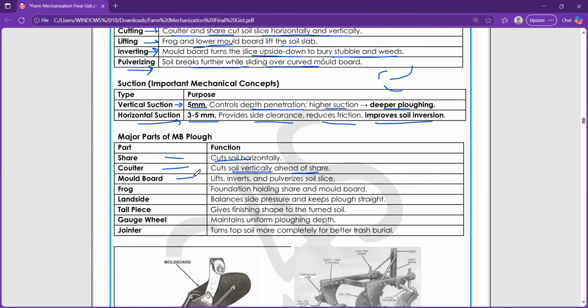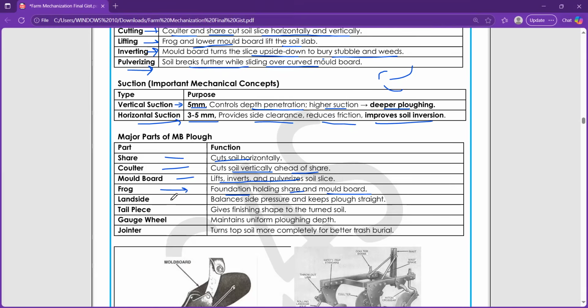Then the mold board is the main part which lifts, inverts and pulverizes the soil slice. Then we have the frog, which is a foundation holding the share and MB.